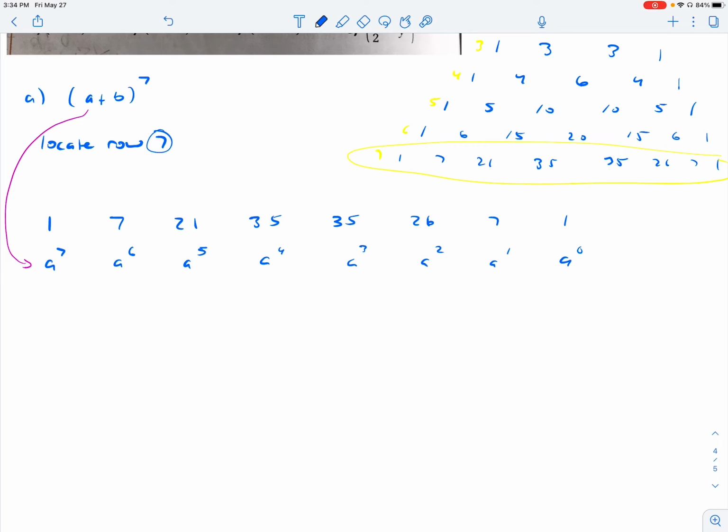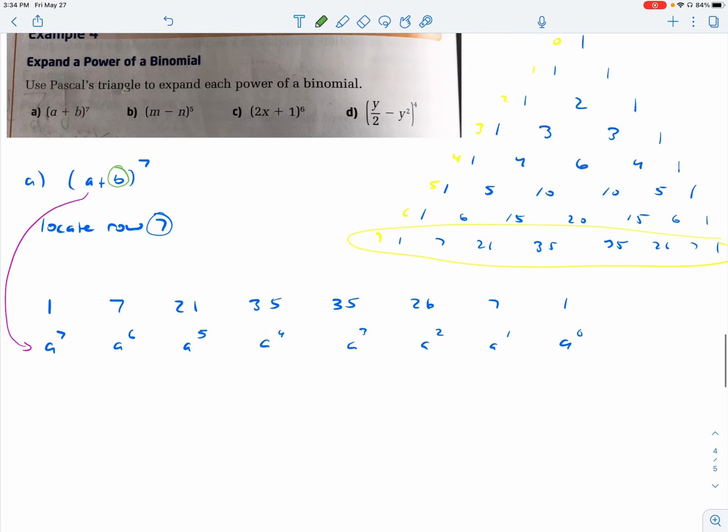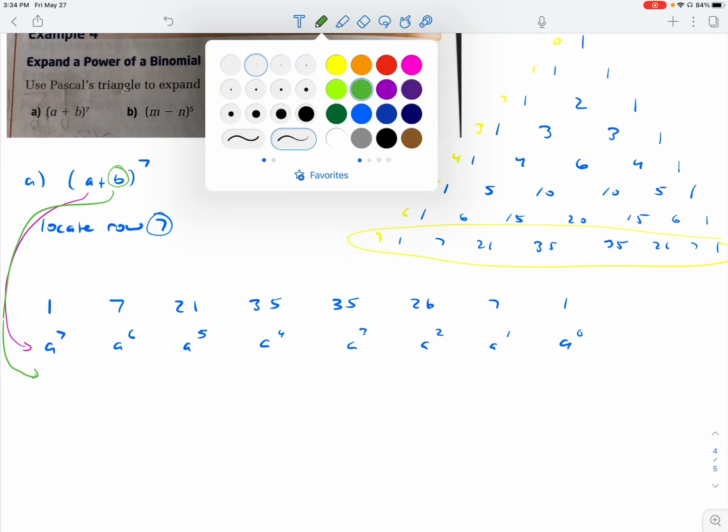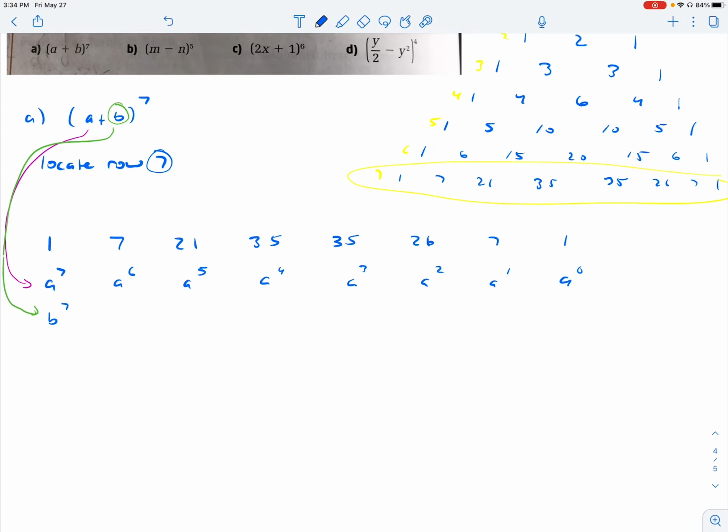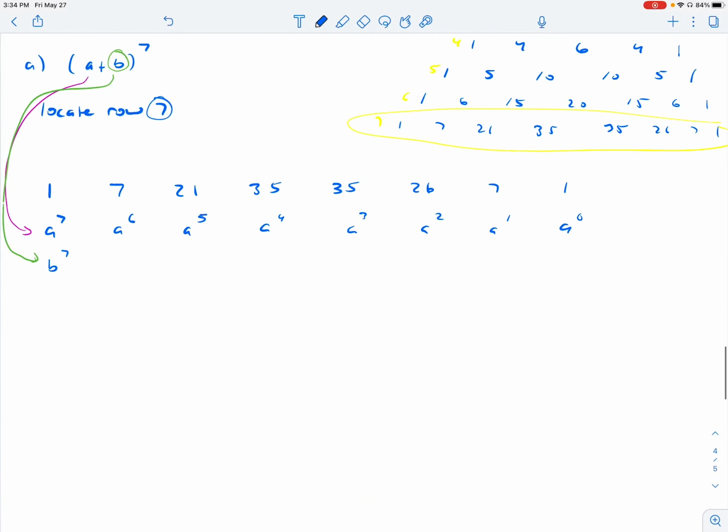Then underneath that, I'm going to grab my second term in the binomial, whatever that value is. For this example, it's just b. But in other examples, I'll take whatever is actually written and put that in. Maybe it could be something like negative y squared. Whatever is there, I take the coefficient and everything, and I just write it down underneath. So we'll have b to the power. We don't start at 7 though. Oops, this time we go the opposite way. We start at 0 and then work our way up.